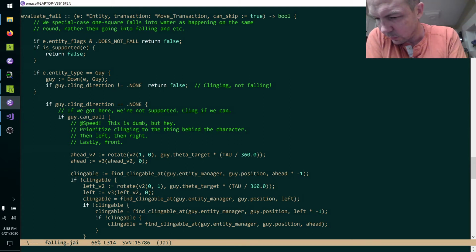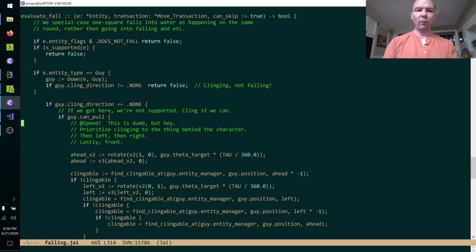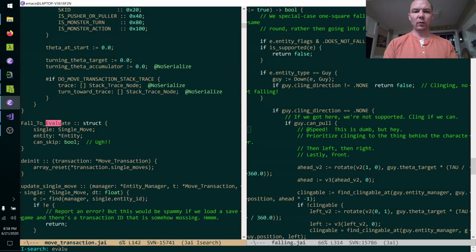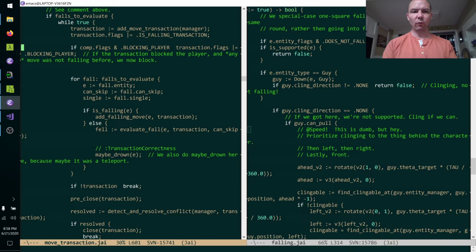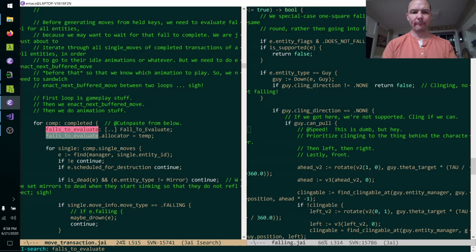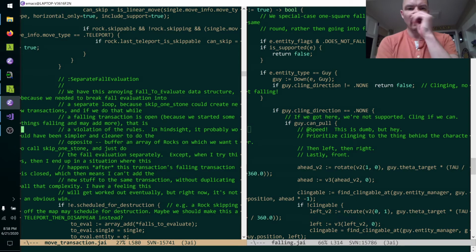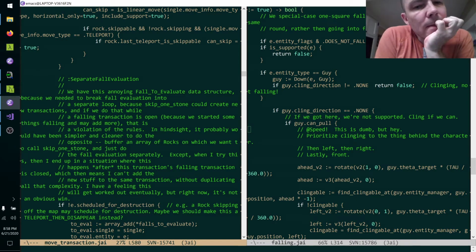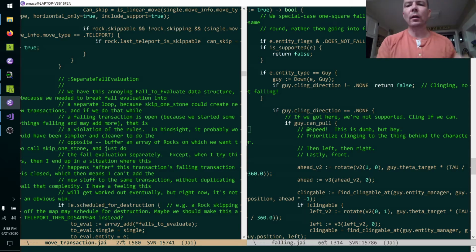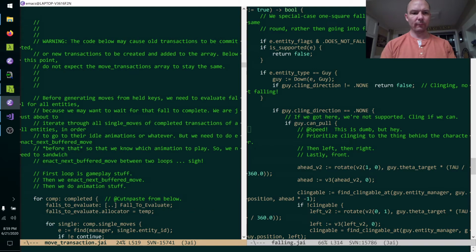We're just going to do this in the case of a pull. So in move transaction, I think we say evaluate fall. Oh, we don't need it. Okay, evaluate fall will already ignore this. We just need to do this before, for everything we completed.